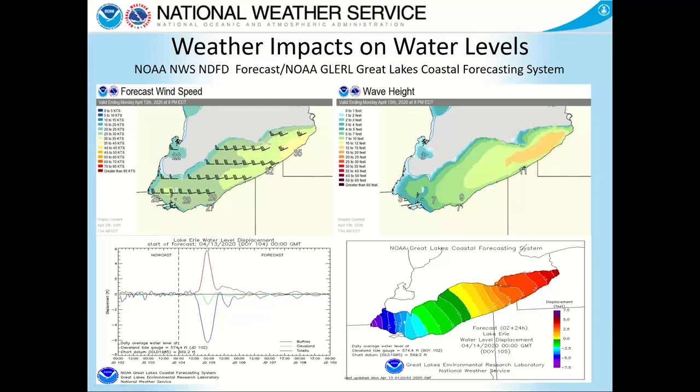The wind direction is also very critical. A small change in wind direction can change the amount of water going into certain areas along the shore. We have bays, we have different coastline orientations. So as you can imagine, the amount of flooding in a particular location is very dependent on several factors of weather, mainly wind speeds, directions, and wave height.